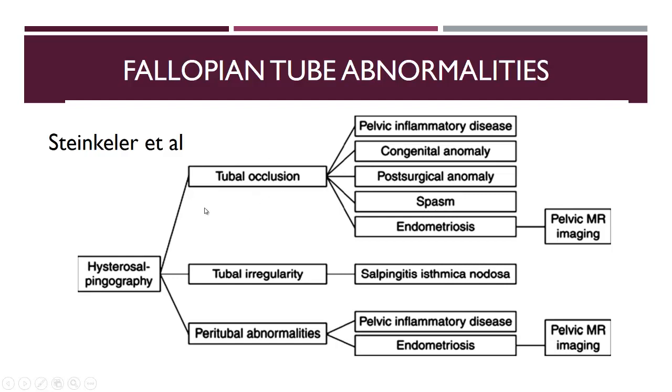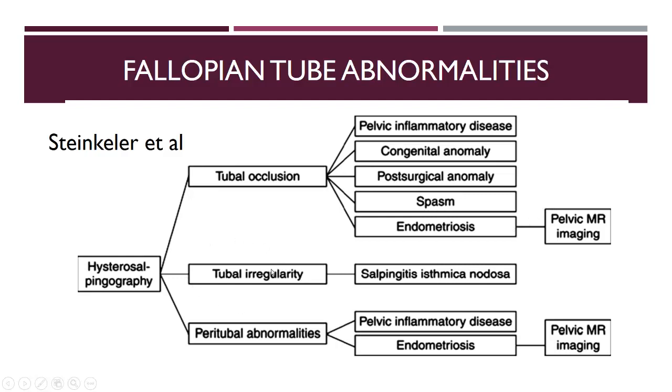The most common causes of tubal occlusion are pelvic inflammatory disease, congenital anomaly, post-surgical anomaly, spasm, and endometriosis. In order to see the cause of tubal occlusion, we have to do MRI. Of course, laparoscopy is the gold standard.